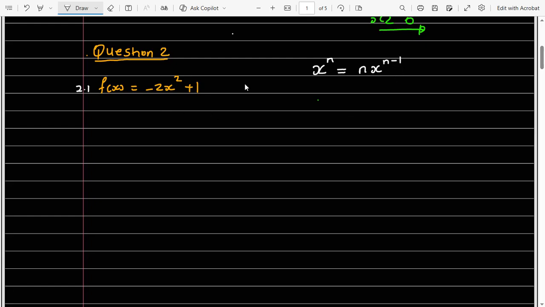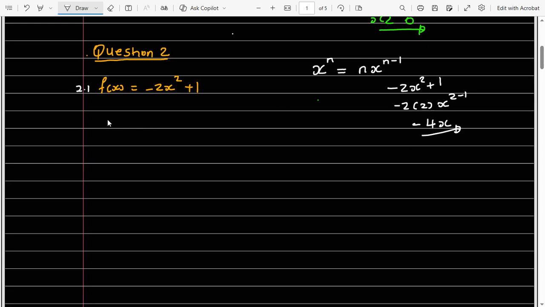So I'm going to use the rule and differentiate minus 2x squared plus 1. The 2 comes this side to multiply with that 2, then we subtract 1 on top. The derivative of 1, since it's a constant, is 0. So the answer is minus 4x. So when you use the first principle, you need to get your answer as minus 4x.